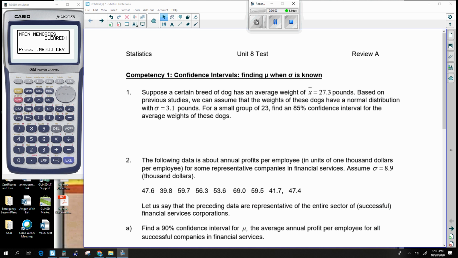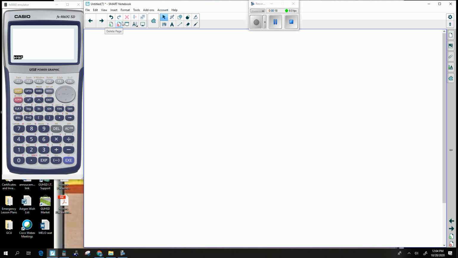All right, kiddos, this is the Unit 8 test review. Before we get into it, let's take a look at all of the equations and things that are probably super important in this chapter.